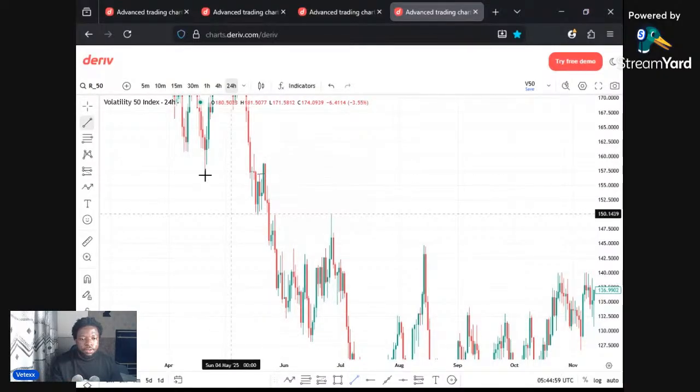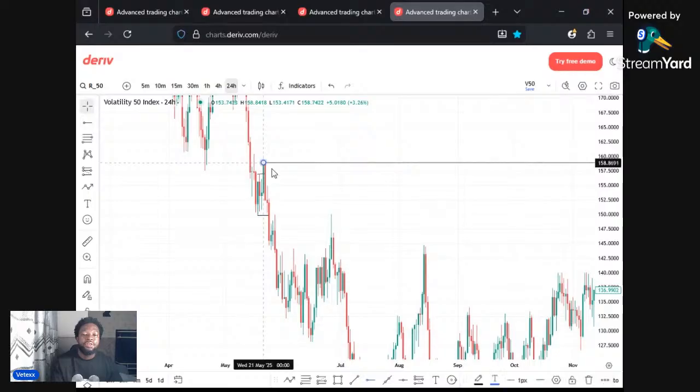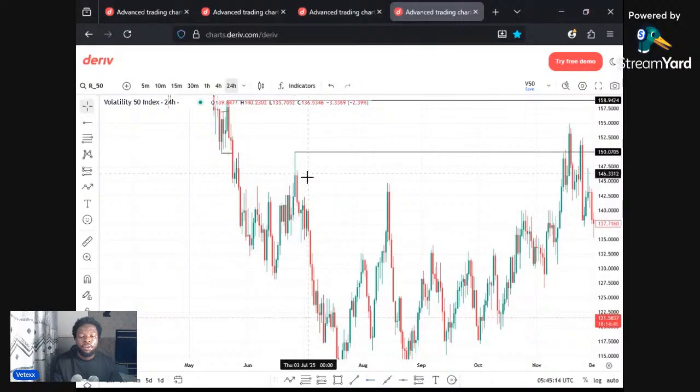And then it returned back to break this structure, the newly created structure, to give us our first break of structure. Then we have our protected high, which is right here. And then price retraced 50% to give us our structural liquidity, which is this. And also price returned back to break this newly created low to give us our second break of structure. Now this becomes an A plus setup.